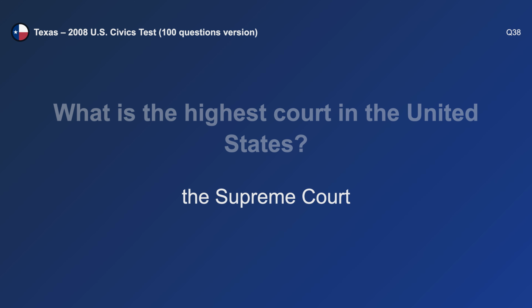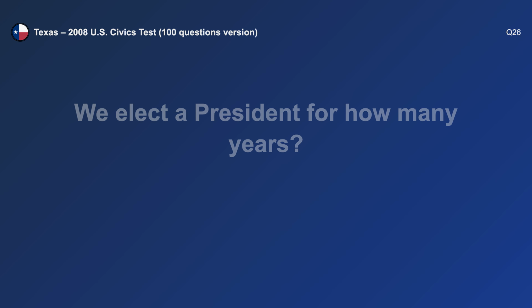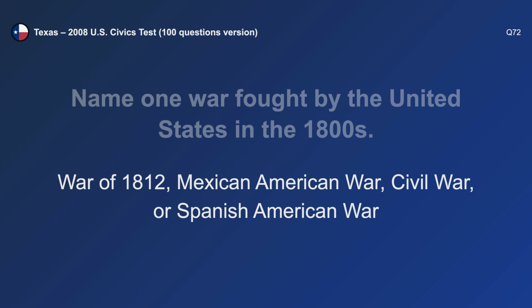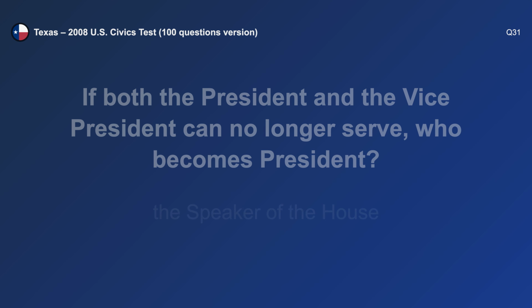The Supreme Court. We elect a president for how many years? 4. Name one war fought by the United States in the 1800s. Civil War. If both the president and the vice president can no longer serve, who becomes president? The Speaker of the House.